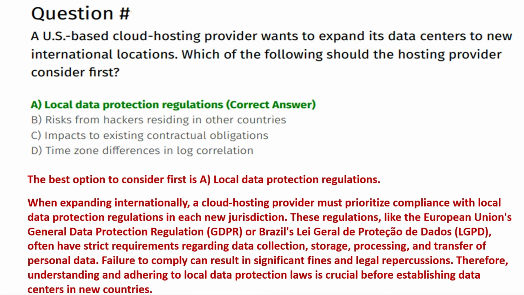The next question is, a US-based cloud hosting provider wants to expand its data centers to new international locations. So which of the following should the hosting provider consider first? Option A, local data protection regulations. Option B, risk from hackers visiting other countries. Option C, impacts to existing contractual obligations. Option D, time zone differences in log correlation. And the correct answer for this question is option A, local data protection regulations.